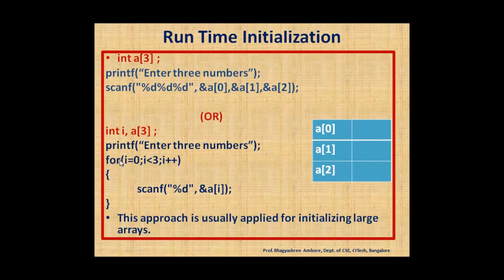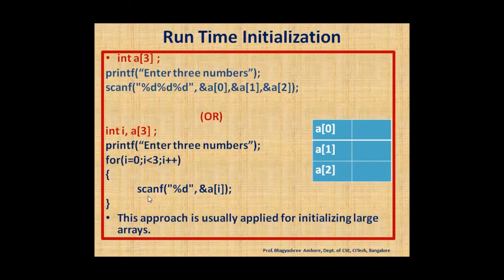When i value is 0, I'll scan the first value and I will place it in first position, a of 0. i will be incremented. Again, i becomes 1, 1 is less than 3. I'll scan the second value and I will place it in a of 1. Again, i will be incremented by 1. Again, 2 is less than 3. I'll scan the third value and I will place it in the address of a of 2.